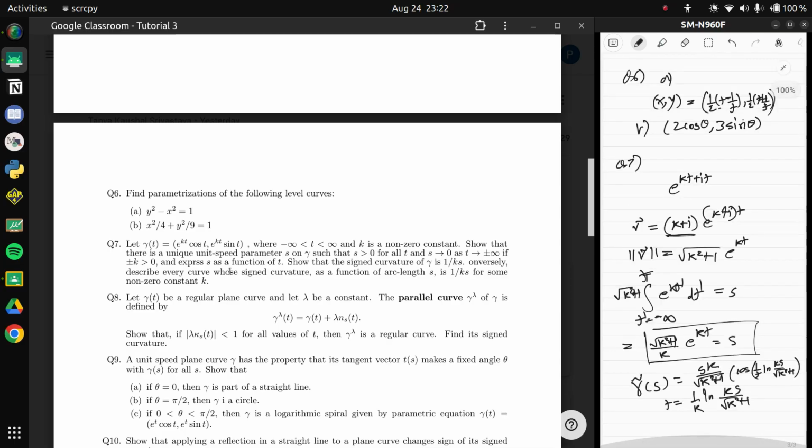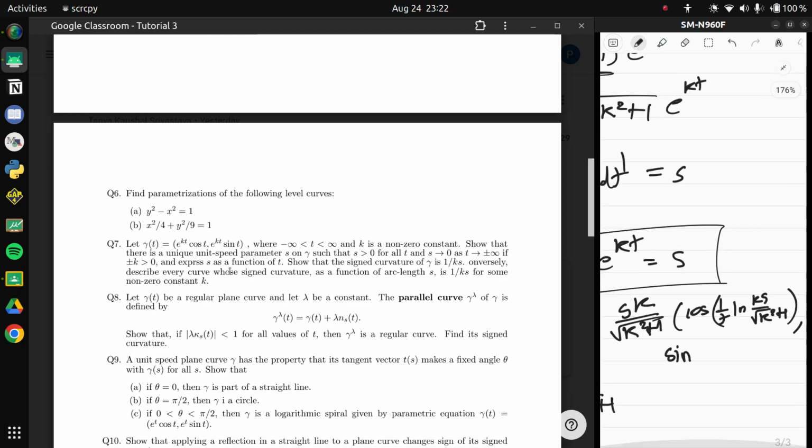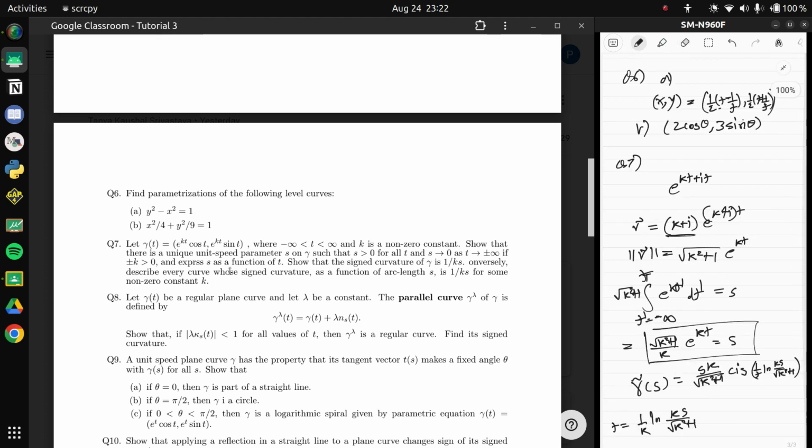Wow. That's what we're going for, huh? Okay. Comma, sine of this stuff. So you could just write it as cis, because it's cosine plus i sine, right? Yep. Okay. So that's your thing.